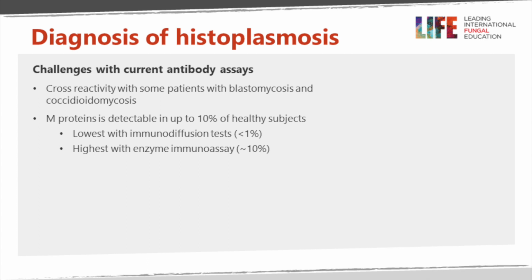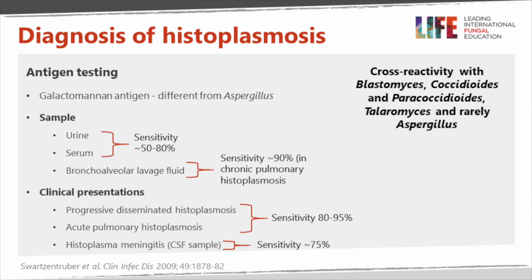Antigen testing is the optimal way of making a diagnosis of acute disseminated histoplasmosis. It's actually a galactomannan antigen, so quite similar to Aspergillus, although there are some differences. And there's cross-reactivity for that reason with Blastomyces, Coccidioides and Paracoccidioides, and possibly with Talaromyces as well. On urine in patients with HIV infection, or serum actually, the sensitivity of antigen is between 50 and 80%. In some series, particularly patients with late-stage HIV and very low CD4 counts, the sensitivity gets up to 90%. But with a broader range of patients, it's not quite as good as that.